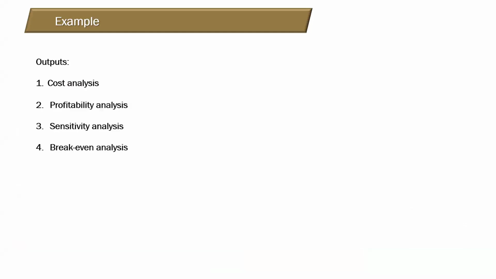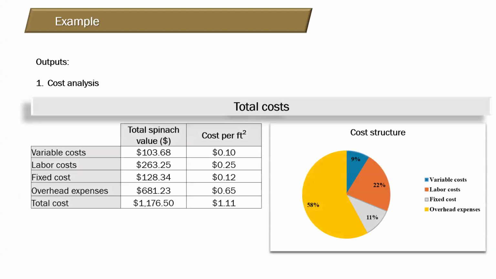Then the HORT calculator, using this input data, produces 4 key reports. The HORT calculator provides you a cost analysis, a profitability analysis, a sensitivity analysis, and a break-even analysis. The cost analysis breaks the spending into the variable costs, labor, fixed costs, and indirect costs. These help farmers see where their money goes and where they might save some money.